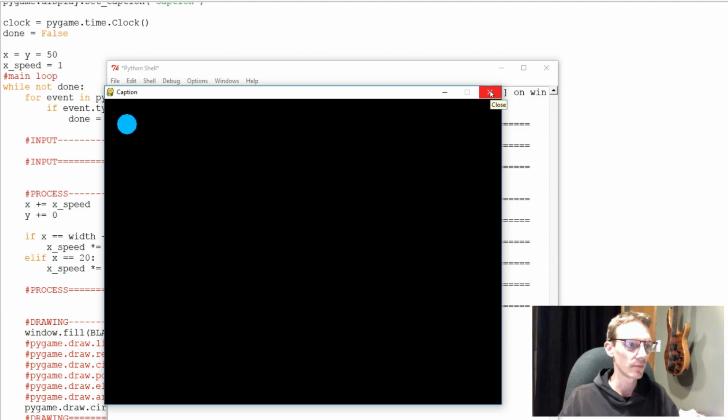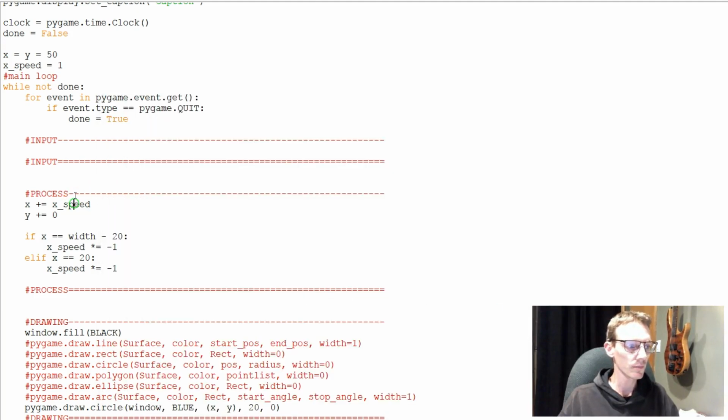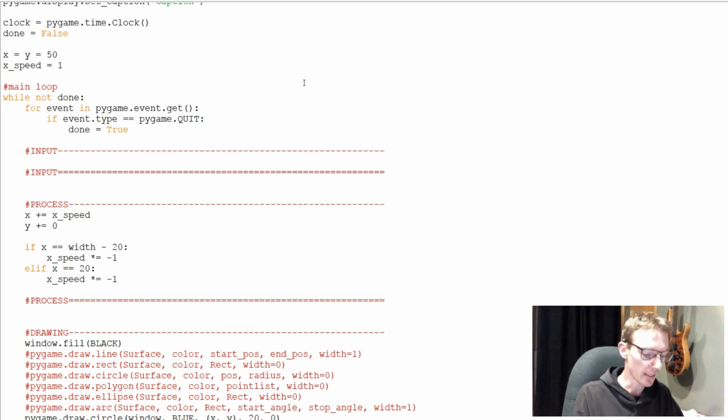Here we go. That was a nice bounce as well. So it will just keep bouncing back and forth forever. Okay, but now we need the y to bounce. So in order to do that, we also need a y speed. And I'm going to set that equal to 1 as well. So the ball will be going over and down.